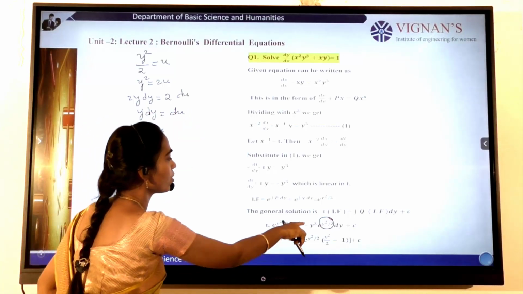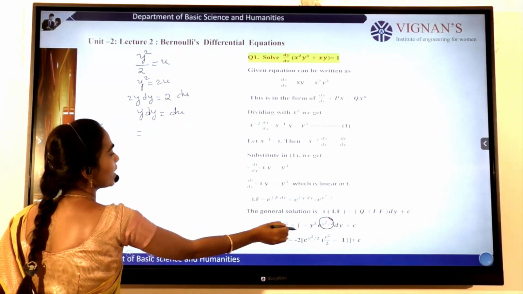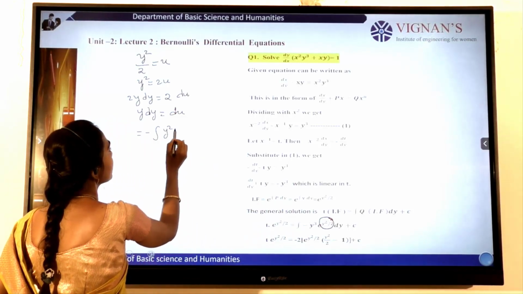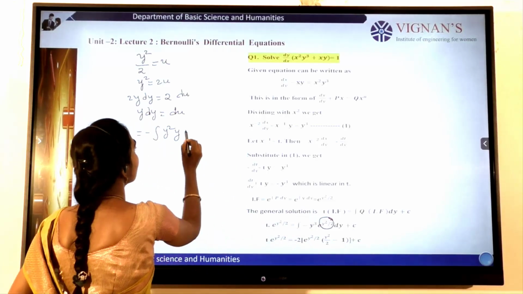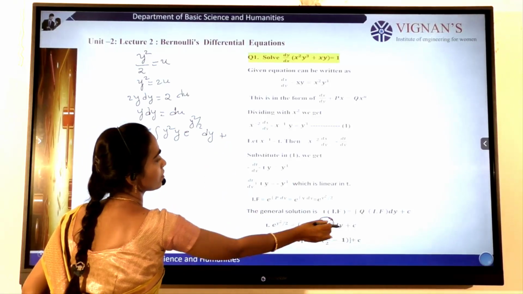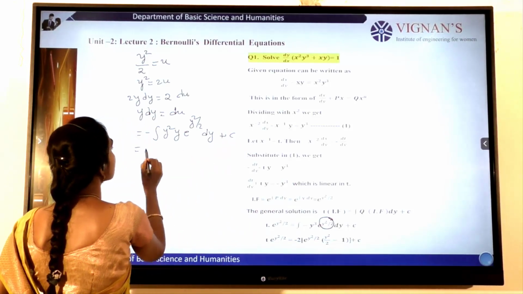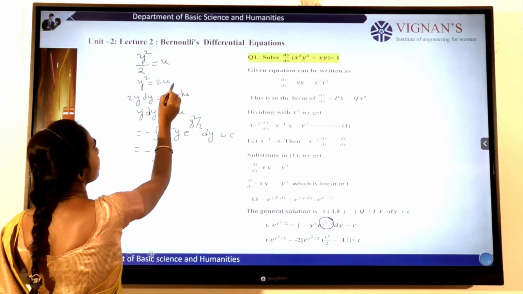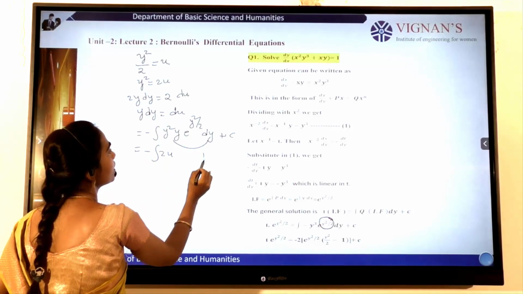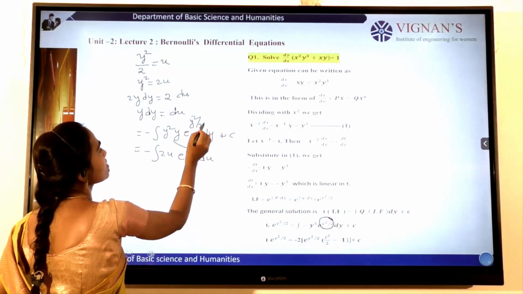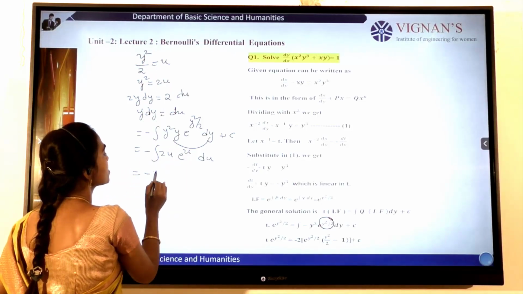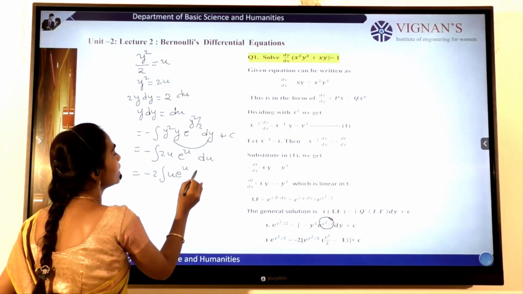Now substitute on the right hand side. Take the minus outside. Write this y cube as y square into y, times e power y square by 2 into dy plus c. So it becomes minus, what is y square? y square is nothing but 2u. y into dy is du. e power y square by 2, what is our y square by 2? u. So take this minus 2 outside: u e power u du.